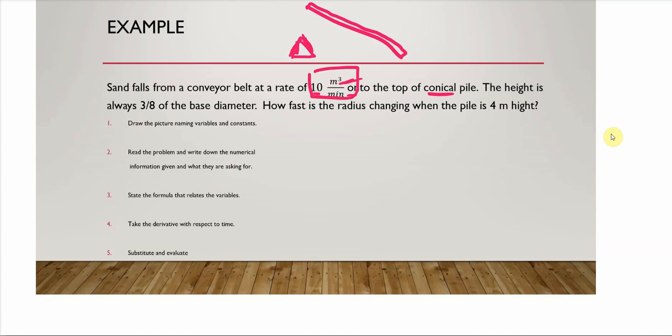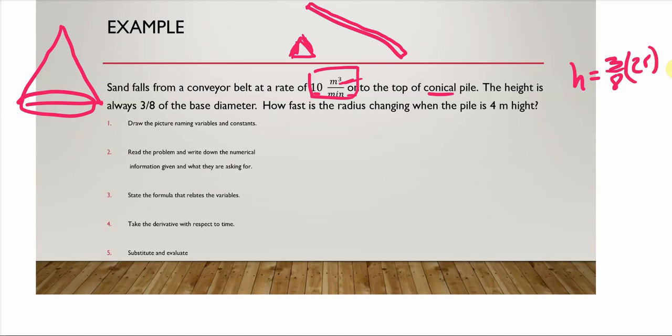The height, they tell me, is always 3/8 of the diameter. Okay, so instead of using the diameter, I am going to make a cone here. This is my diameter, but the formula that I'm going to be using has an r in it. So what I'm going to do is convert the diameter to radius. So it's going to be 2r. So that means that h is going to be 3/4 of r.